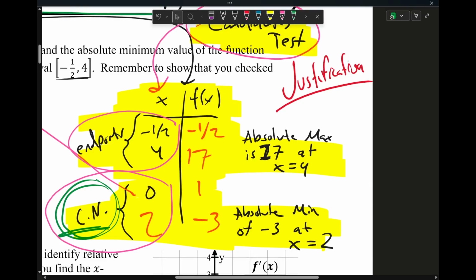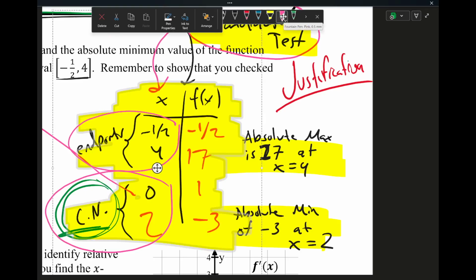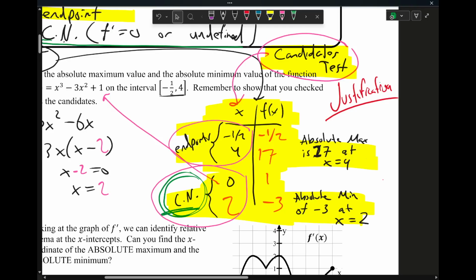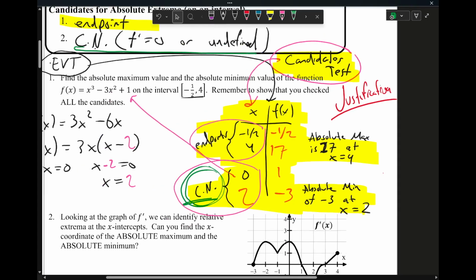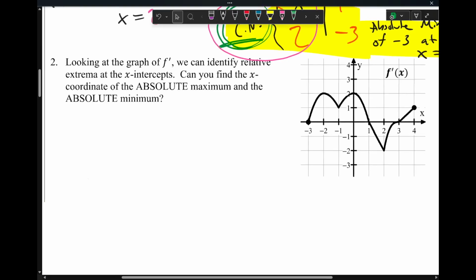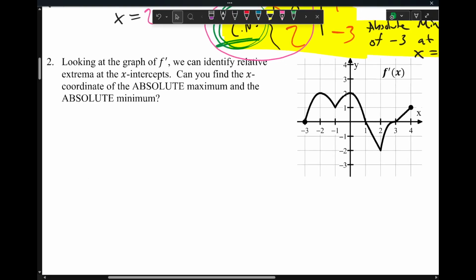So basically all we have to tell ourselves is that if we want absolute max or min, test the endpoints, test the critical numbers, compare the y values, the biggest one is the absolute max, the smallest one is the absolute min. So okay, and then there's one more, and I don't know if this question's super fair at this point in the year.